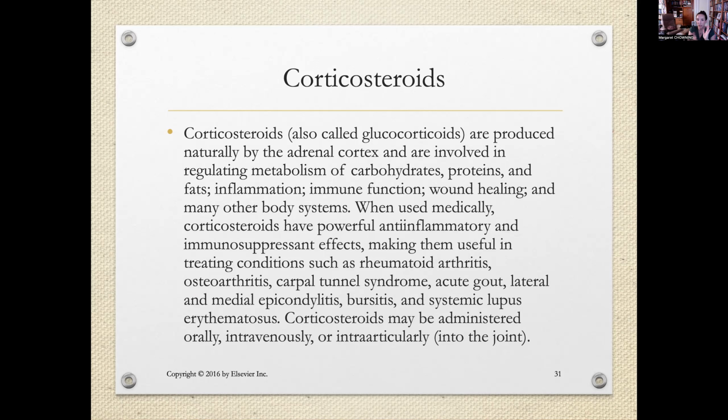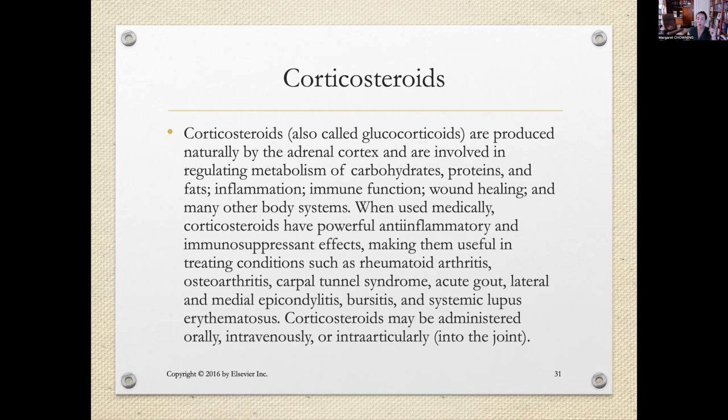Okay, corticosteroids, also glucocorticoids, are produced naturally by the adrenal cortex and are involved in regulating metabolism of carbs, proteins, fats, inflammation, immune function, wound healing, and many other body systems. When used medically, they have a powerful anti-inflammatory and immunosuppressant response, making them useful in treating conditions such as RA, osteoarthritis, carpal tunnel, acute gout, really anything where there is an inflammatory response or an autoimmune response from our body. So it's an anti-inflammatory and it's immunosuppressant.